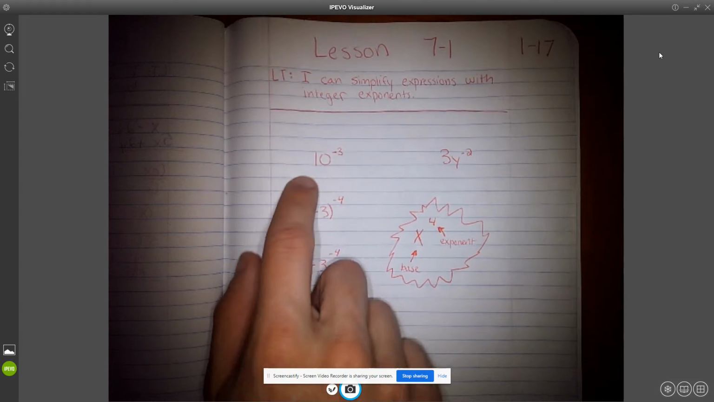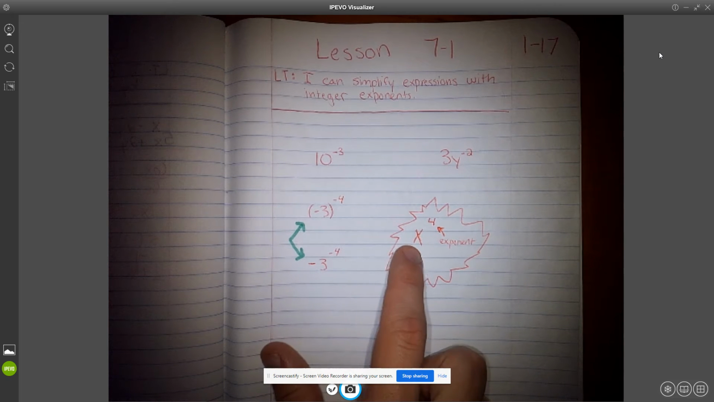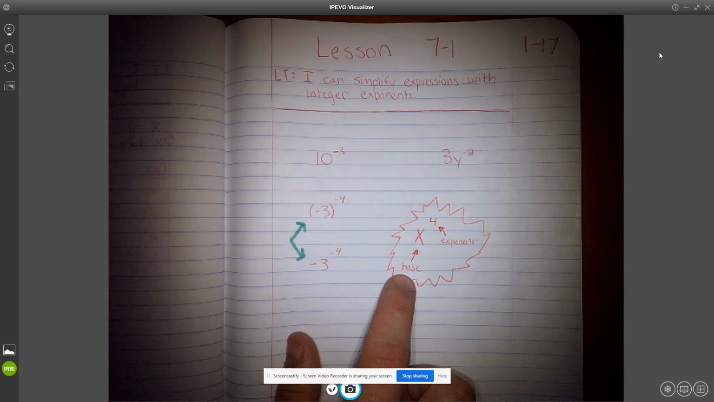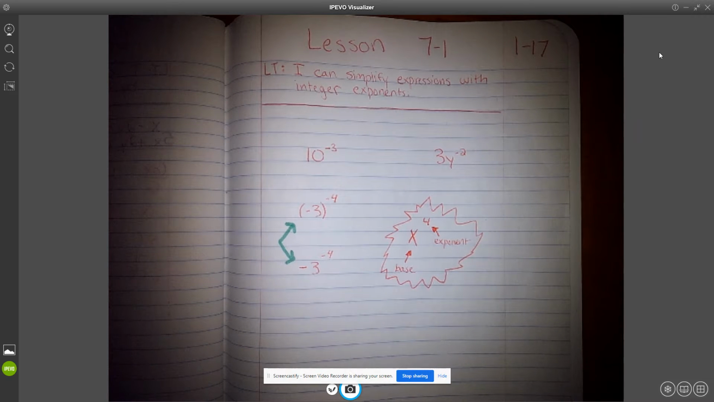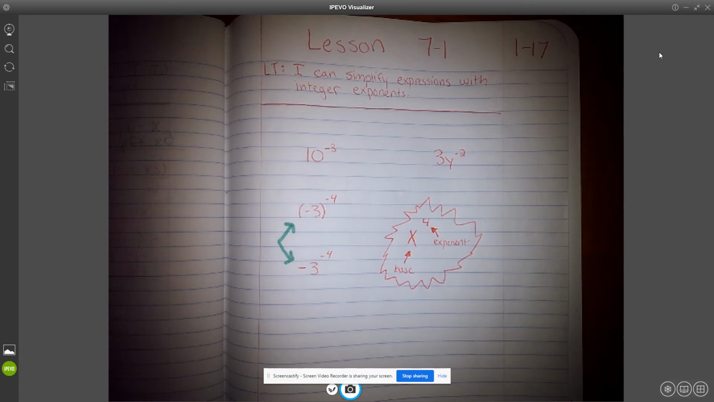Here we got 10 to the negative 3. Real quick, I just want to point out when we have x to the fourth or any sort of exponent, this is our exponent. Hopefully we know that. But a new term, this is our base. It might be something we haven't covered previously. So our base here is 10. Our exponent is negative 3.